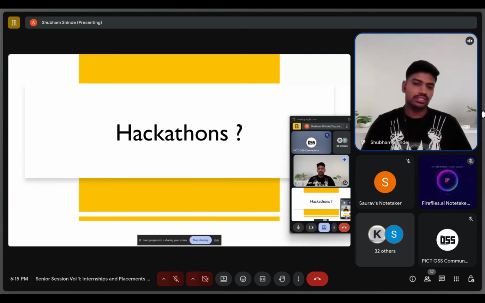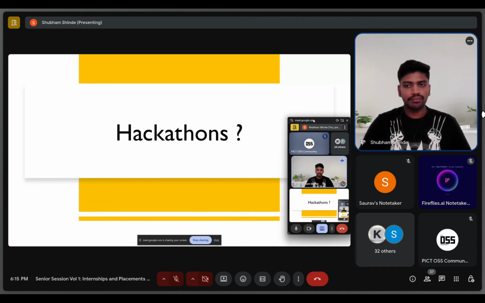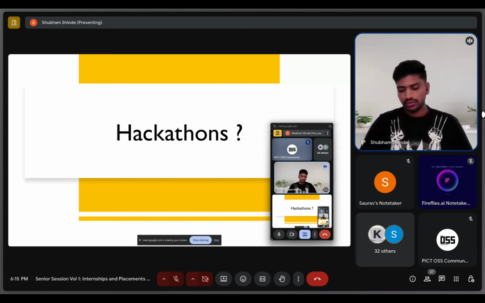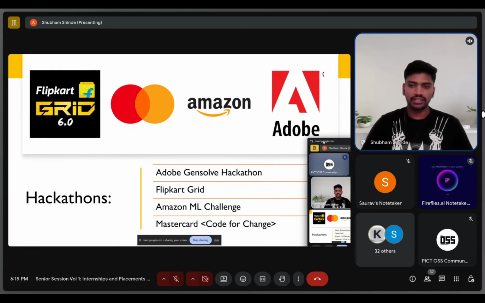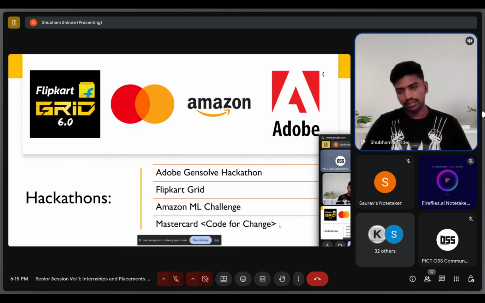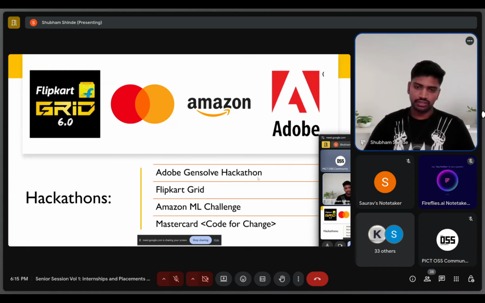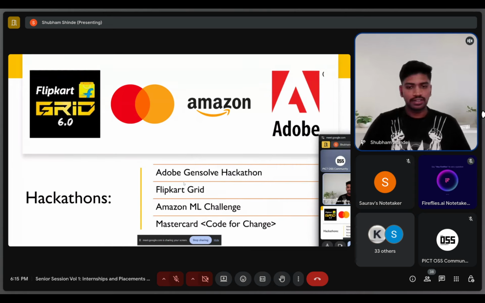Through hackathons, I have grabbed 3 to 4 internship offers and gone for Adobe. So let's begin one by one. In the third year, there are lots of hackathons. Mainly I have listed here the product-based hackathons. One is the Adobe Gensol hackathon. Another one is the Flipkart Grid.